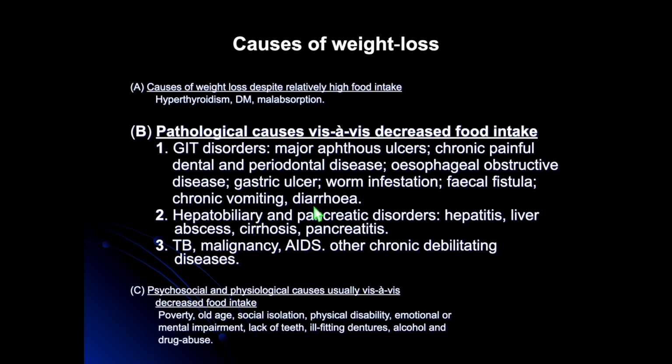It is not that difficult to remember the list if you carefully look at the sequence in which I placed them. Walk down from mouth to intestine. That's it. Hepatobiliary and pancreatic disorders include hepatitis, liver abscess, cirrhosis, and pancreatitis. And general systemic diseases responsible are tuberculosis, malignancy, AIDS, and any other chronic debilitating disease.